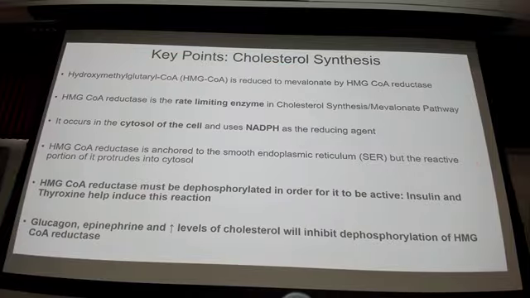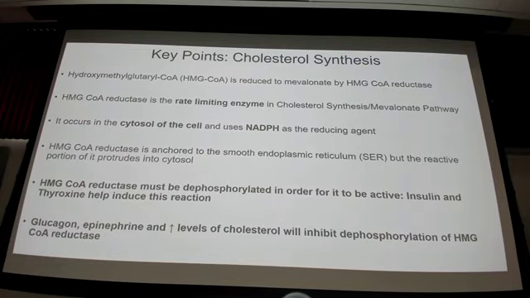And here are the key pathway steps for cholesterol synthesis. Remember, this process occurs in the cytosol of the cell, and the HMG-CoA reductase enzyme must be dephosphorylated in order for it to become active. It is dephosphorylated by insulin and thyroxine T4, and when it is dephosphorylated, it's able to go on to produce more cholesterol.